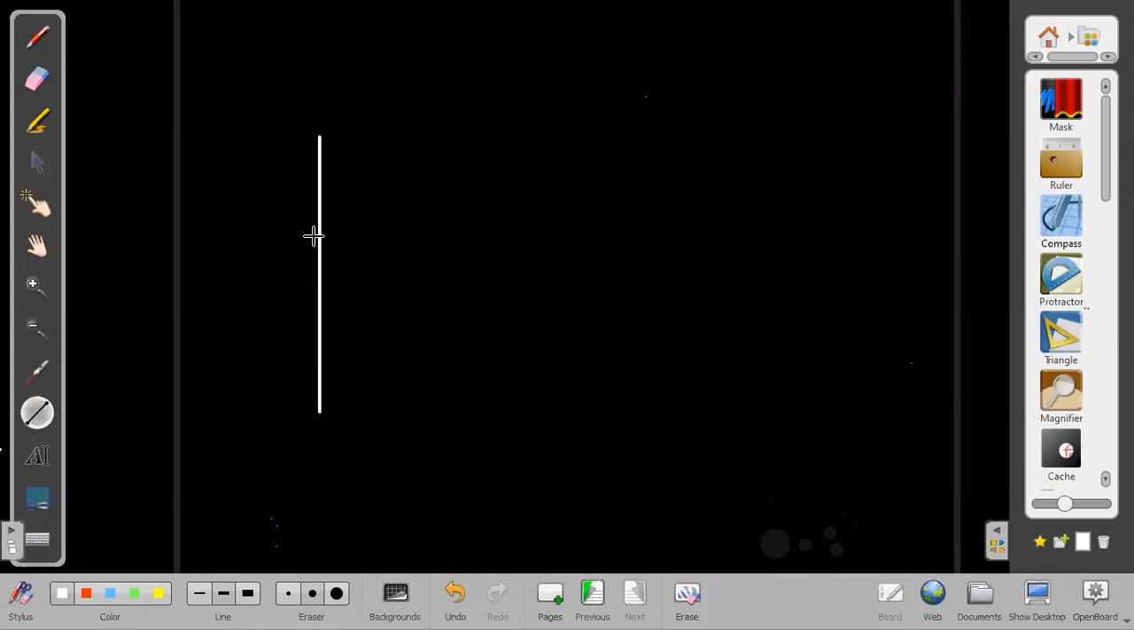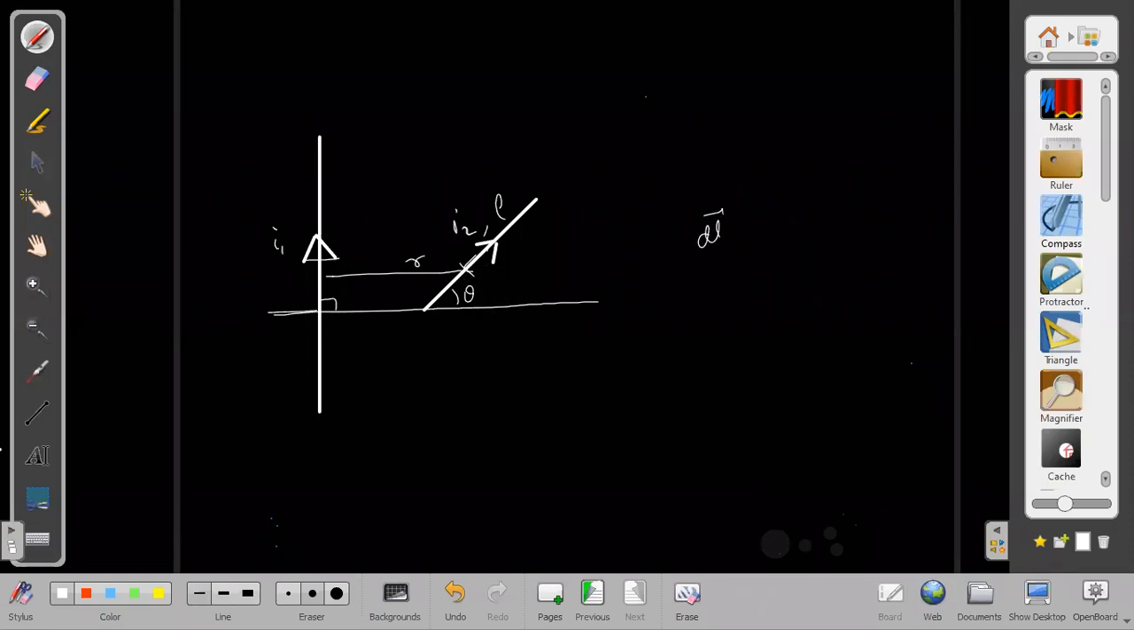Ultimately, which case are we finding? There is an infinite wire and there is an oblique wire. If we are able to find it for the oblique wire, then we can find it for the triangle also. This is making an angle theta with this side, and it is 90 degrees to this, and it is I1 and it is I2. Find now for this case. We have to take an element at a distance r. The dL element I can write as dx i cap plus dy j cap.